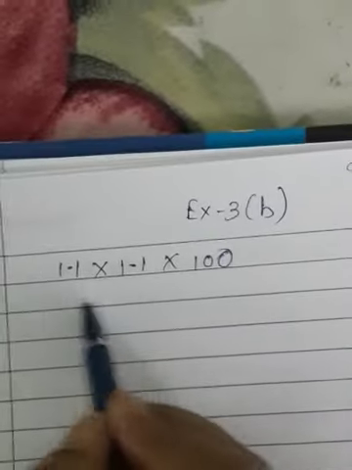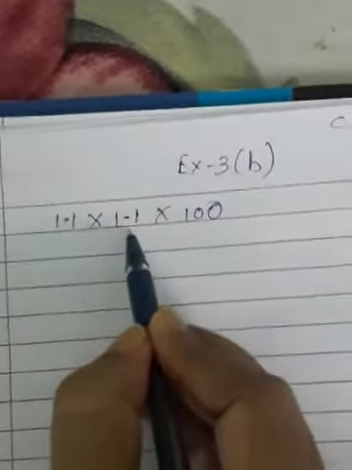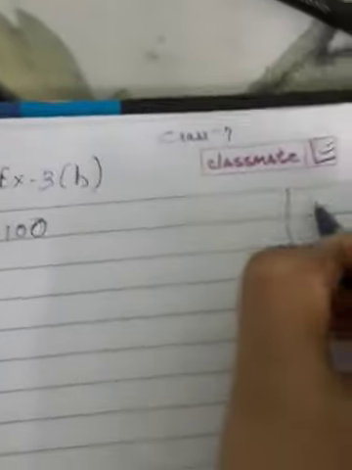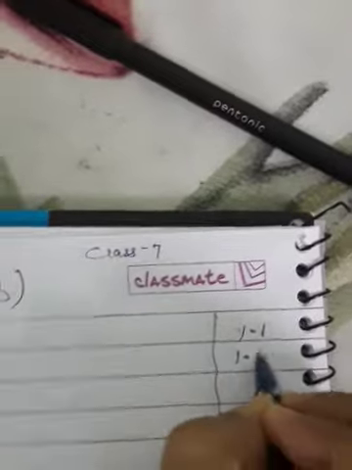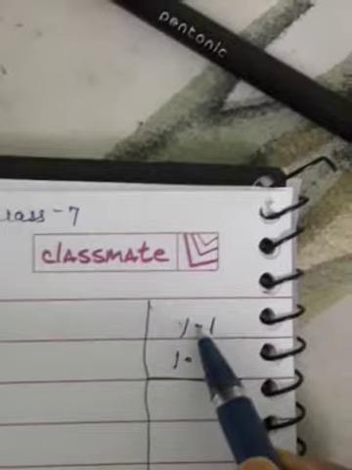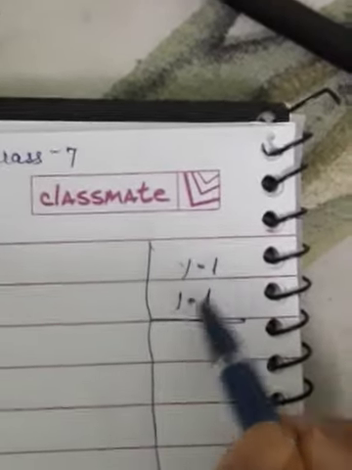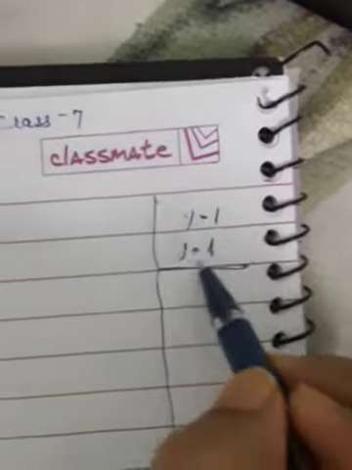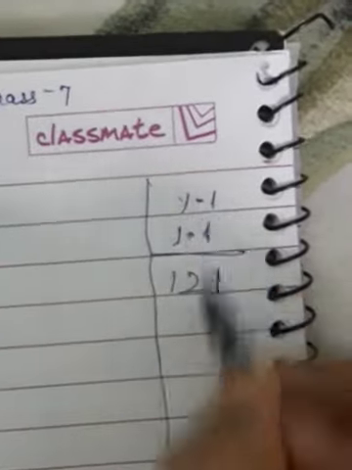Okay, now let's multiply. First multiply two numbers, and their answer I will multiply with the third number. 1.1 into 1.1. What you do, you just ignore the decimal point and multiply 11 into 11. If you know the answer directly, you can write 11 into 11 is 121. If you don't know, you multiply it.